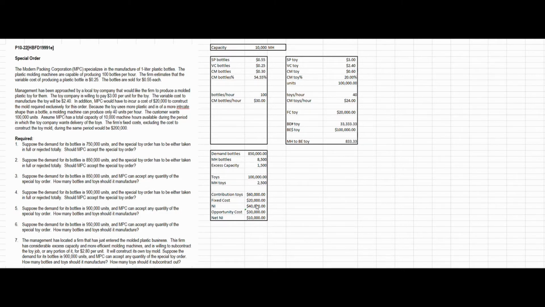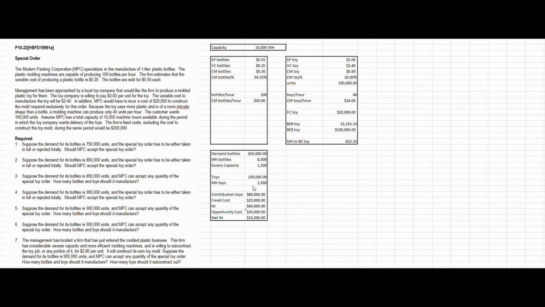So all of this information right here is not going to change through any of these scenarios because we're going to make all 100,000 of these toys. But what you should start to notice is that the variable that starts to change as the demand for bottles changes is my opportunity cost. In this case, I have an opportunity cost.